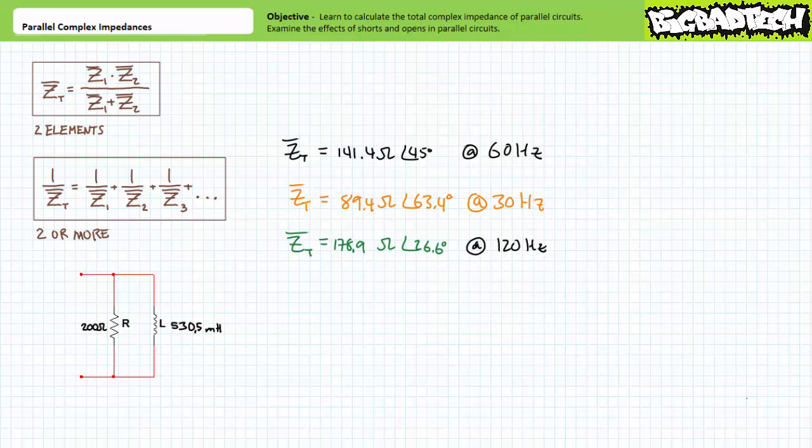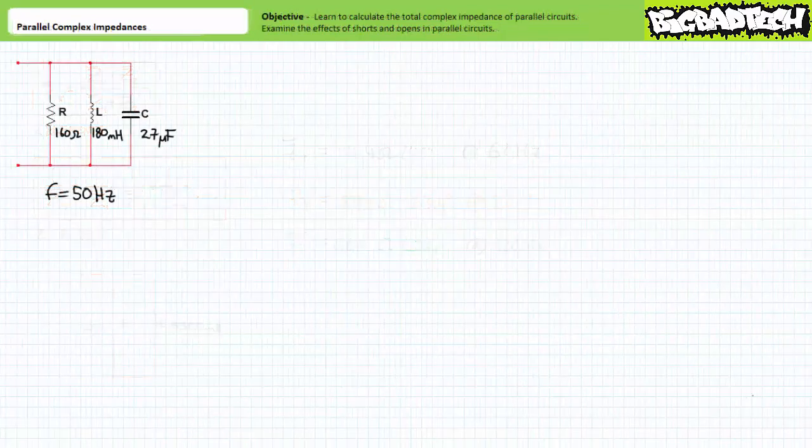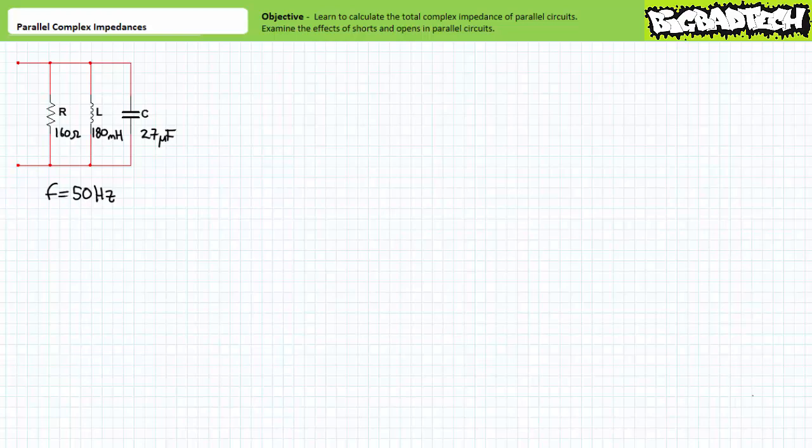This being said, capacitors and inductors are essentially mirror images of one another, and as such can moderate each other's influences. Allow me to demonstrate. Consider another parallel or side-by-side relationship of a 160 ohm resistor, a 180 millihenry inductor, and a 27 microfarad capacitor, this time at an excitation frequency of 50 Hz. We're being asked to solve for the total impedance of this parallel circuit comprised of 3 elements. The logical choice of techniques is the more involved calculation method for 2 or more elements in parallel.